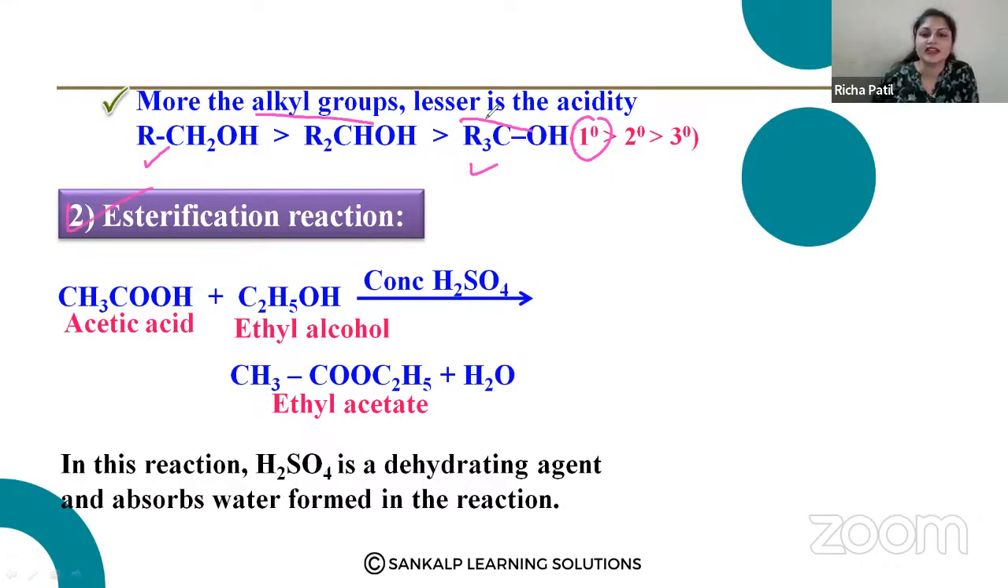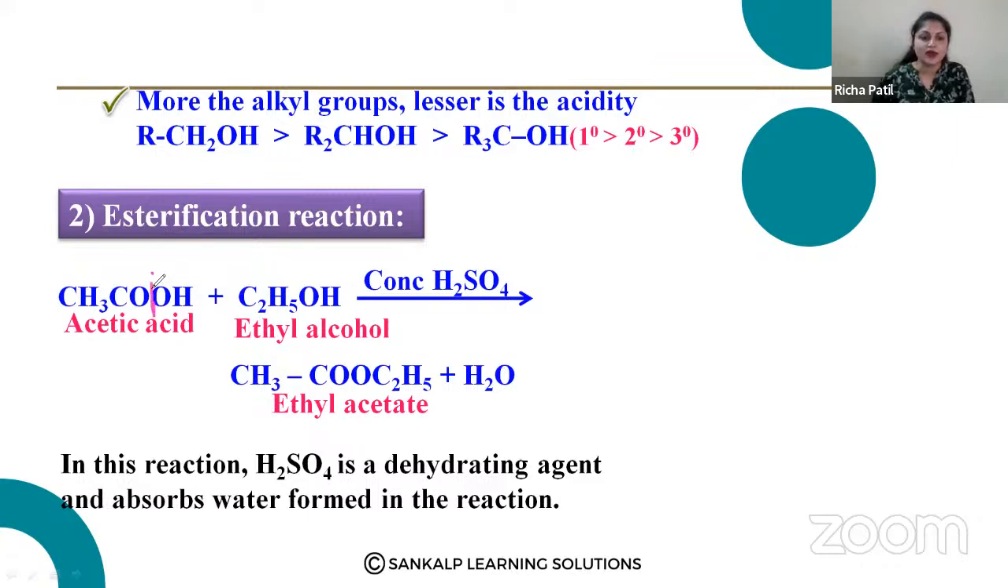Next is esterification reaction. What do you mean by esterification reaction? When your acid is reacted with alcohol in the presence of strong acids like concentrated H2SO4, it will undergo acid catalyzed reaction to form an ester. What is ester? One example is given. Acetic acid is taken, it is reacted with ethyl alcohol in the presence of concentrated H2SO4, and what you obtain is ethyl acetate.